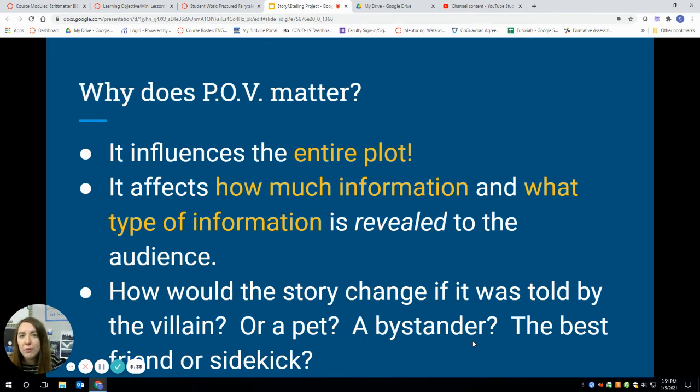Or what if you tell the story from the point of view of like the best friend? If any of you guys have seen Sherlock, the story, instead of being told by Sherlock Holmes, is actually told by his sidekick Watson. So the point of view changes a lot.